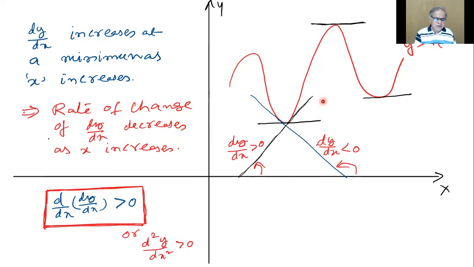And look, that's the reason why we say d by dx of dy by dx is greater than 0 here, because slope is increasing. This is negative slope before the minimum. At the minimum, 0 slope. After the minimum, positive slope. So as x is increasing, isn't the slope increasing? That's what you mean by the rate of change of slope being positive, which is d square y by dx square greater than 0. So 3 points, not much. Whatever is there, you write and deliberate over it and ask a question.